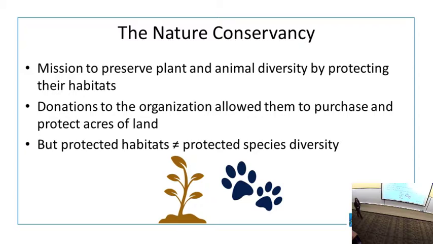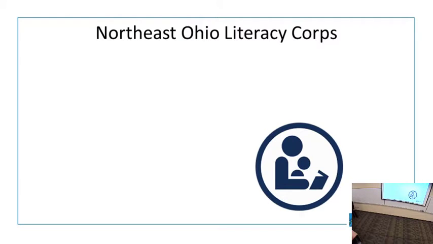But, as Harvard biologist E.O. Wilson points out, the rate of extinction of plant and animal diversity is the same as when the dinosaurs were around. So that's pretty substantial still. So we know that protecting habitats does not necessarily protect species diversity, that it's also about being able to connect different islands of land to protect those species. So they're collecting information, but it wasn't a full enough picture to know what they needed to do to better reach their mission.